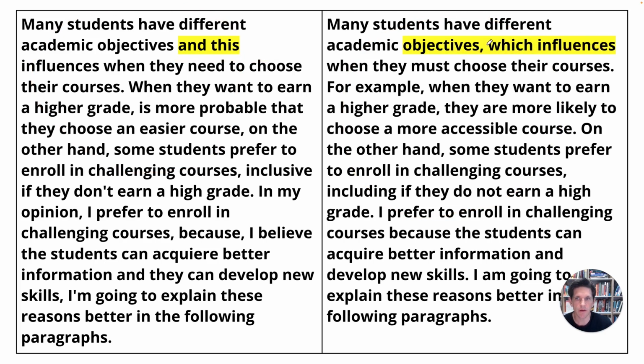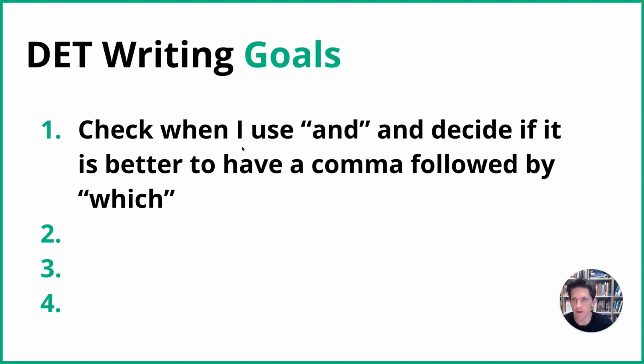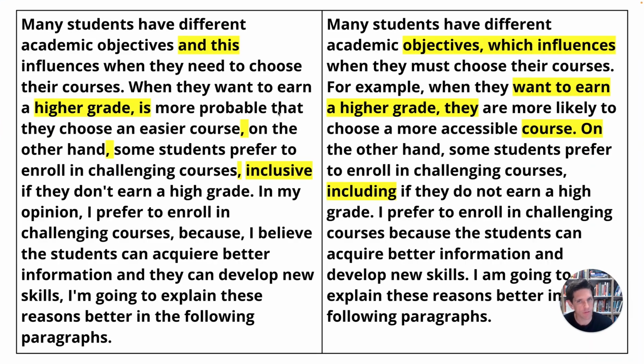Well, for example, here, comma, and which influences. So they told me not to use and. Okay, so maybe one thing I can learn is that, oh, so this is the question. Some students prefer easier classes. Okay, so anyway, maybe I learned that I should check when I use and, and decide if it is better to have a comma followed by which. So maybe instead of and, I should use which. So next time I'll look for that.